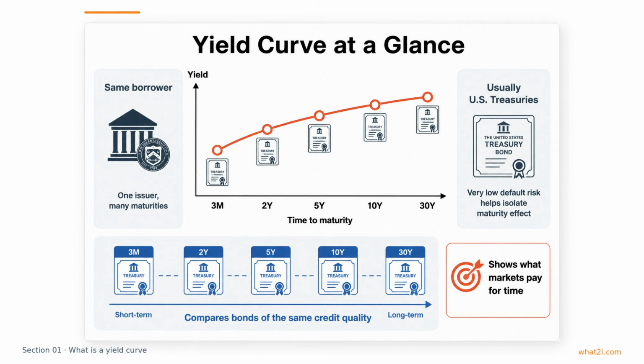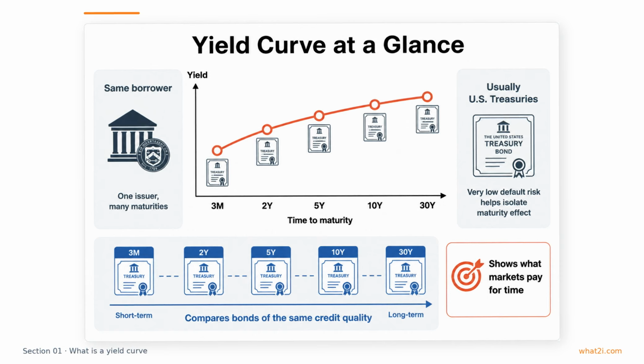A yield curve is simply a graph that shows bond yields across different maturities. The key idea is that the borrower stays the same, so what changes is mainly the length of time you are lending for. In practice, investors usually mean the U.S. Treasury yield curve because treasuries have very low default risk. That makes the curve a cleaner way to see what markets are demanding for short-term versus long-term lending.